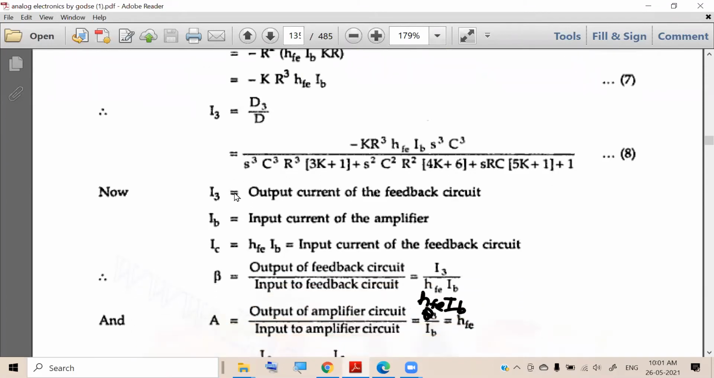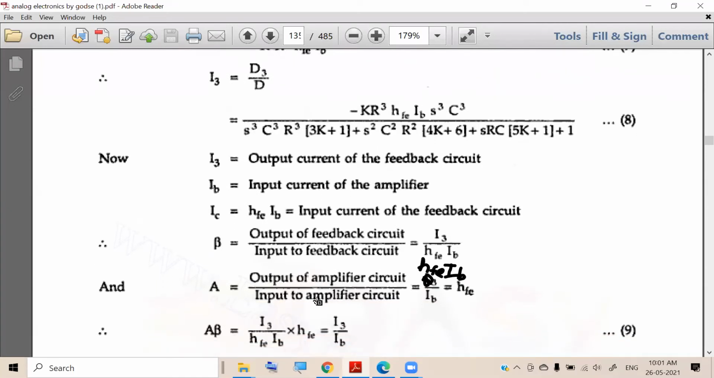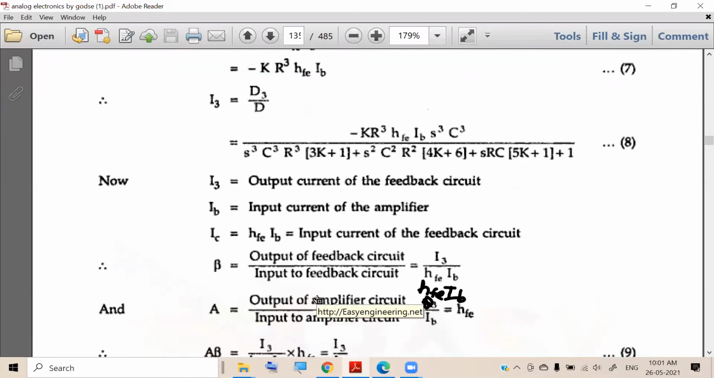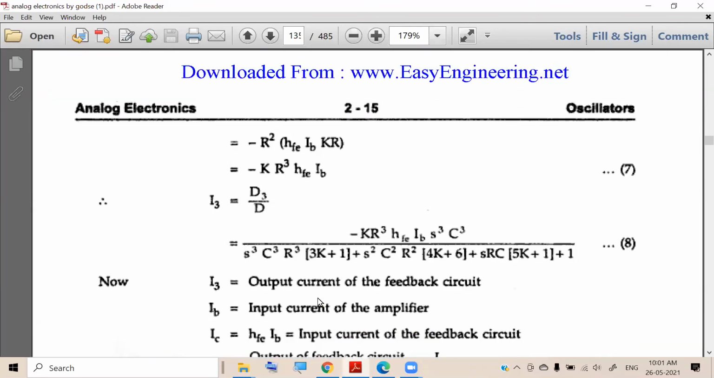Then we find A, the output current by input current. For the amplifier, the output is HFE IB and the input is IB.